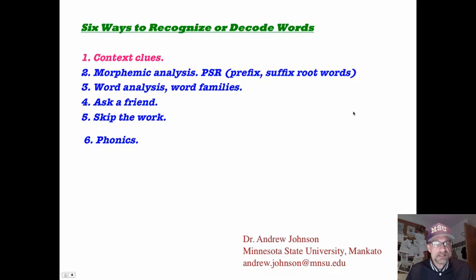And again, there are 6 ways to recognize or decode words. Cloze, maze, and their variations is one way to help students develop the ability to use context clues. This is a skill that doesn't happen automatically, but gets better over time.